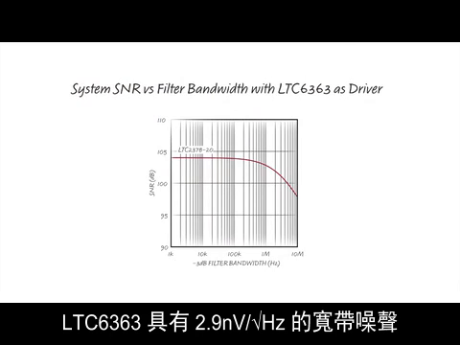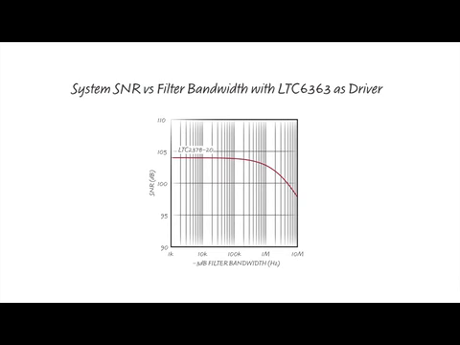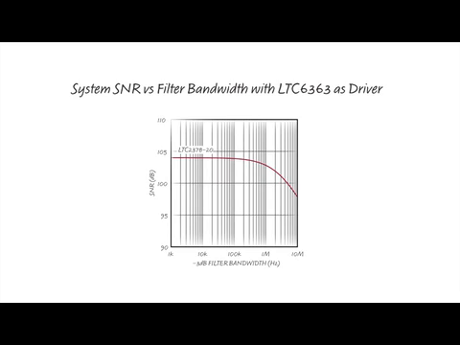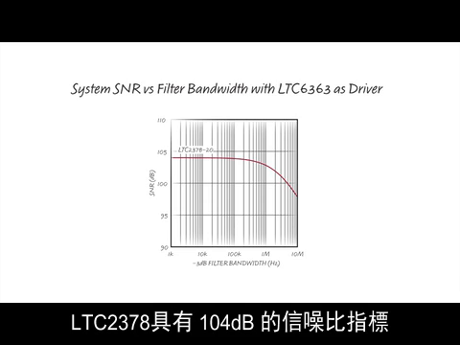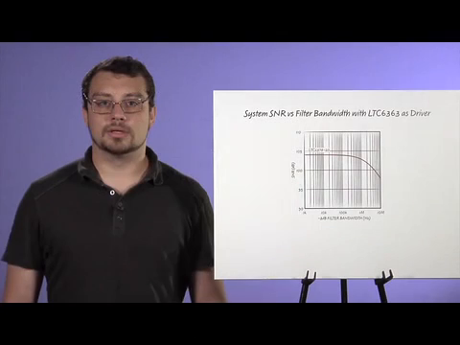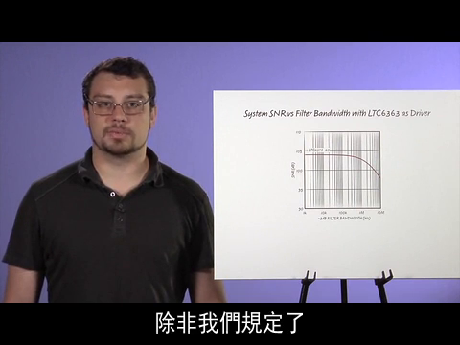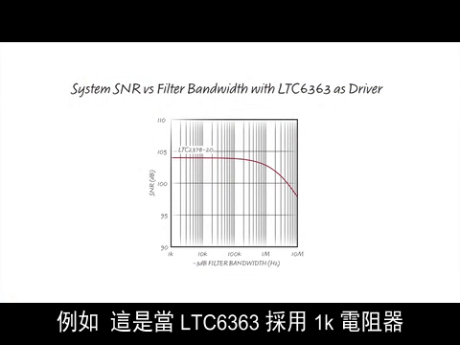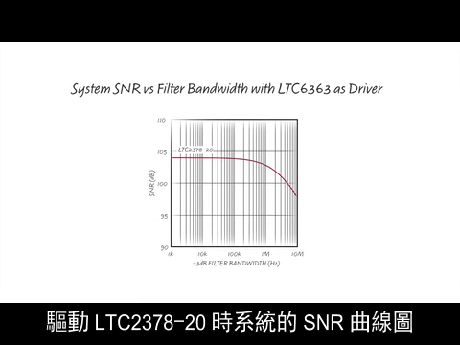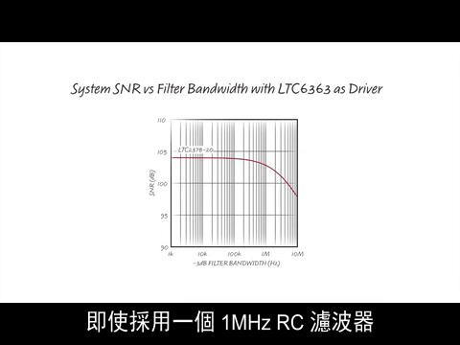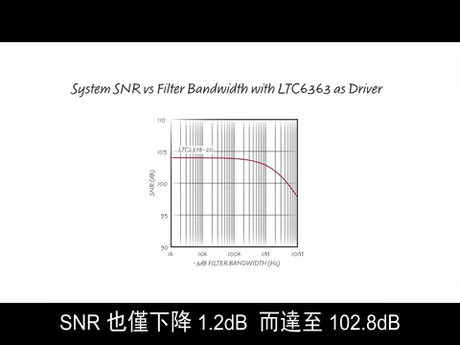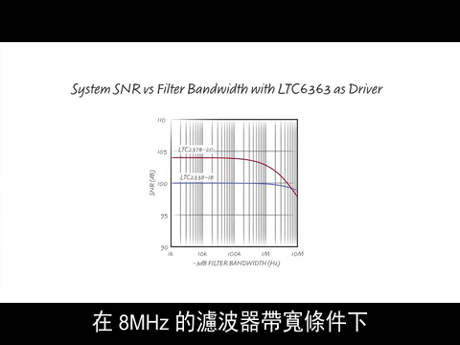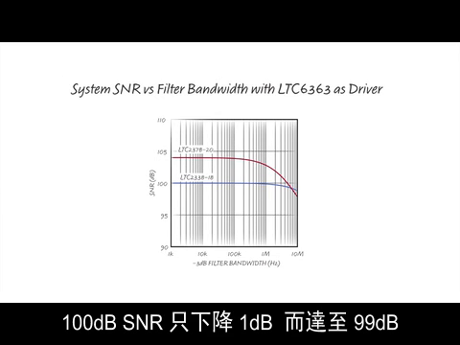The LTC6363 has 2.9 nanovolts per root hertz of wideband noise. After including the noise of the input and feedback resistors, the overall wideband noise is 10 nanovolts per root hertz. Using linear SAR ADC, the LTC2378 has a signal-to-noise ratio specification of 104 dB. Comparing this SNR to the driver noise is arbitrary unless we specify the bandwidth of the filter between the driver and the ADC. For example, this is a plot of the system's SNR when the LTC6363 drives the LTC2378-20 with 1K resistors. Even with a 1 MHz RC filter, the SNR only drops by 1.2 dB to 102.8 dB. When the LTC6363 drives the LTC2338, the 100 dB SNR drops by only 1 dB to 99 dB at a filter bandwidth of 8 MHz.